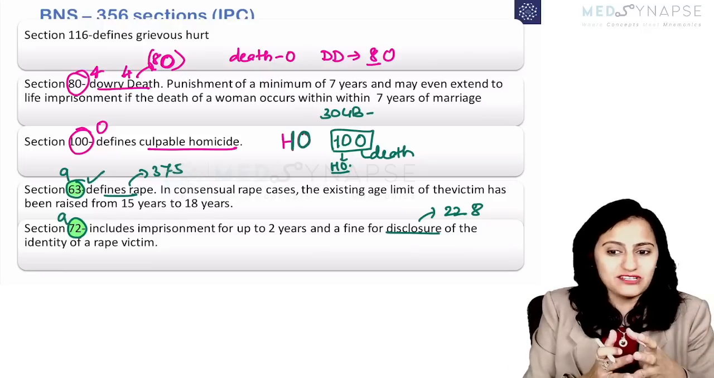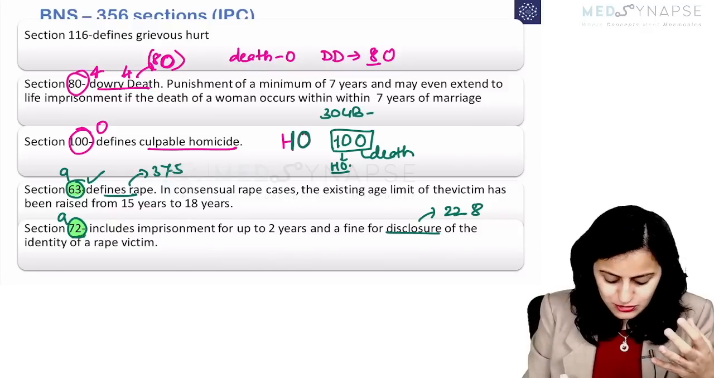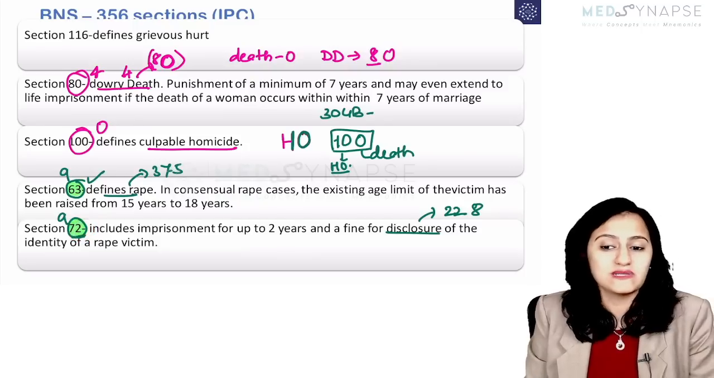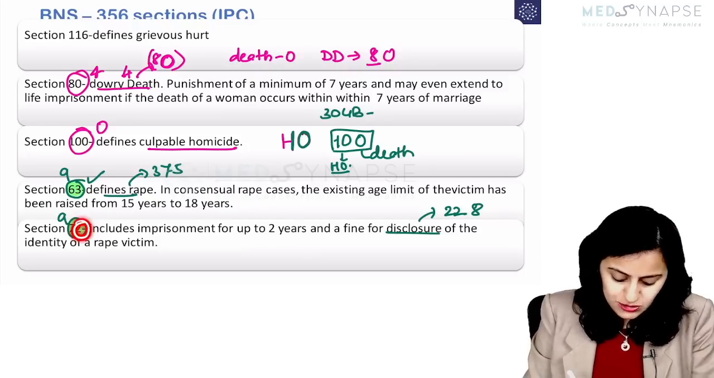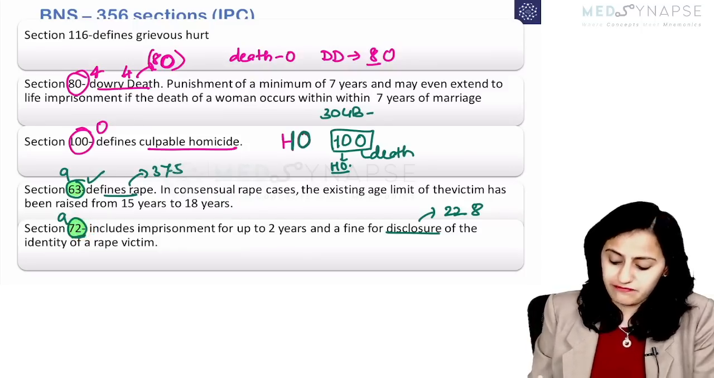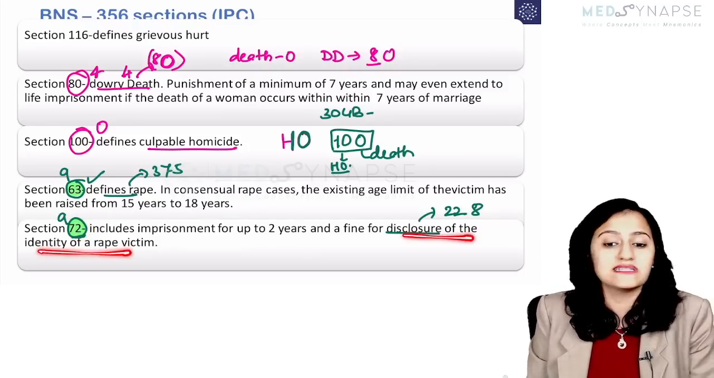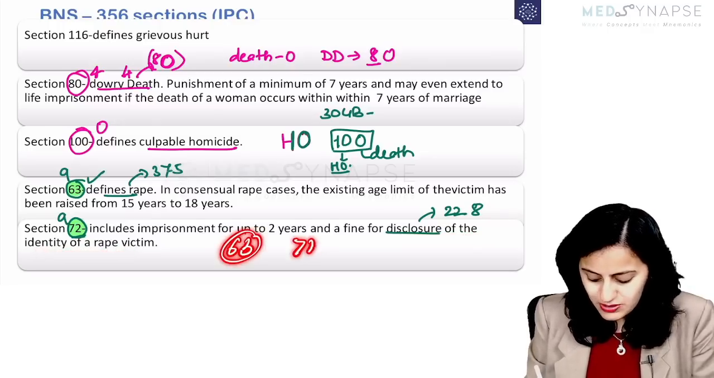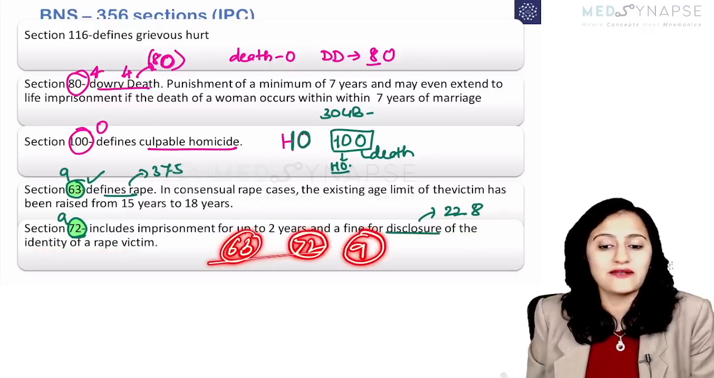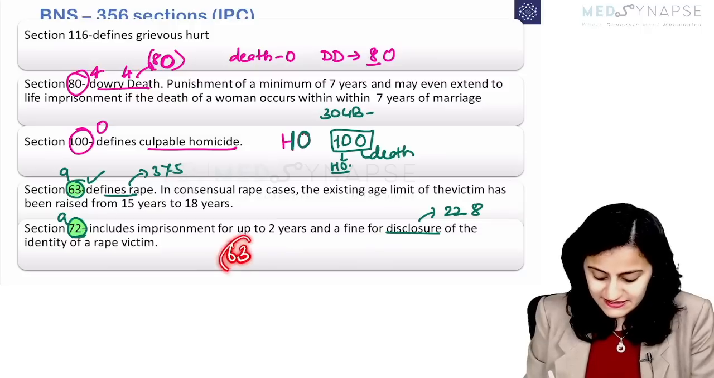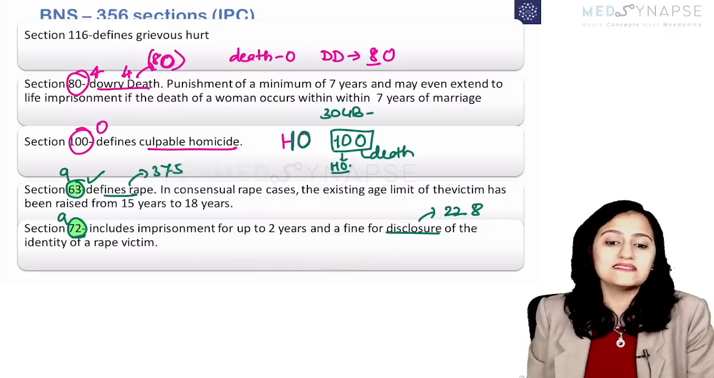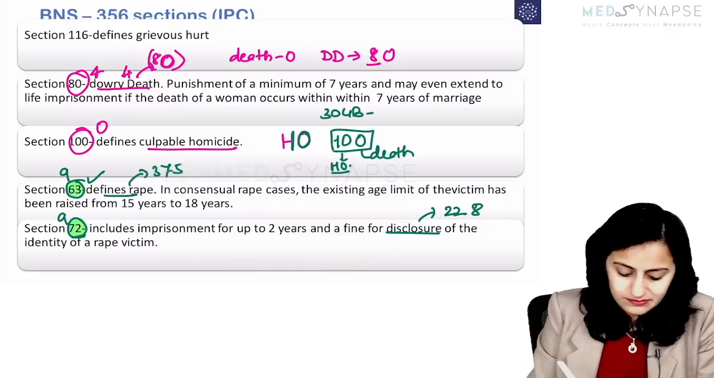First will be the definition, and then 72, like your 228, the notorious person in our mnemonic who does all the mischievous things. So 72 is going to be for the notorious person disclosing the identity of the rape victim. So for rape you have 63 and 72, the numbers add up to 9. First is 63, that is the definition, and then 72 is disclosing the identity.